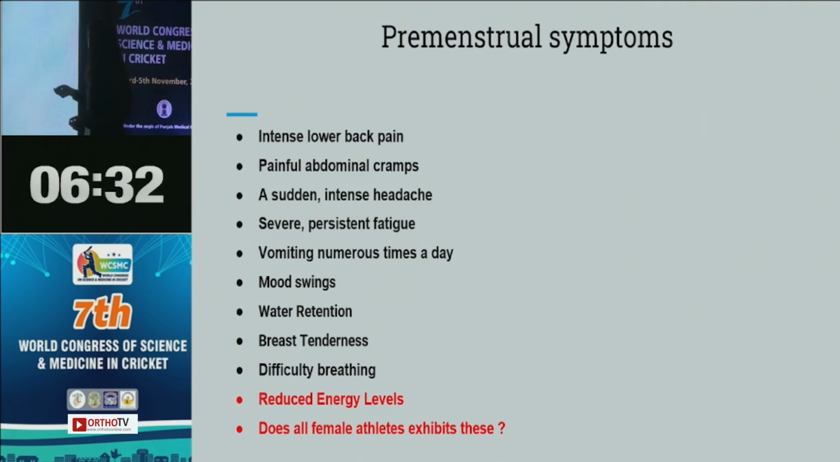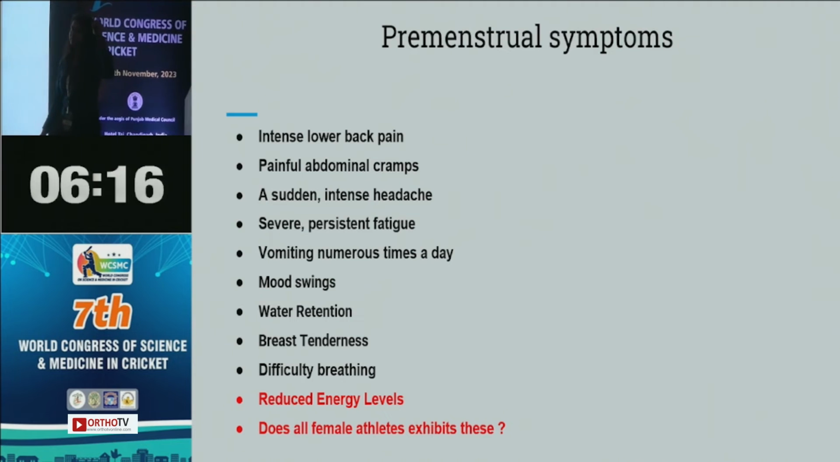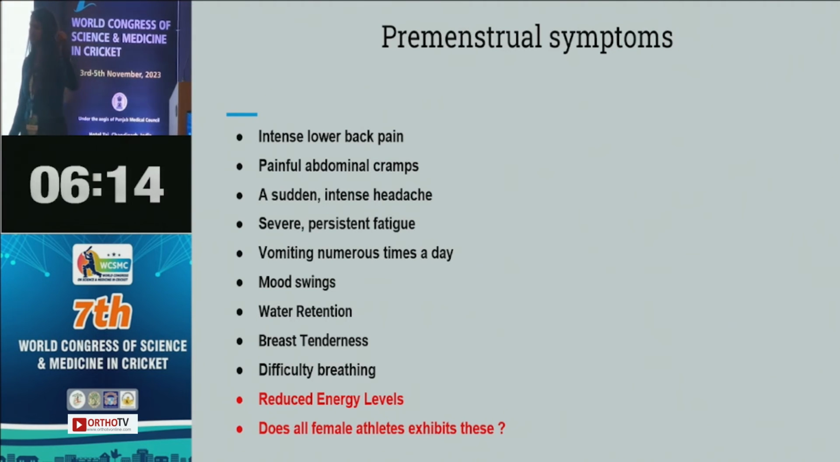We already spoke about the premenstrual symptoms. This is something an athlete starts feeling 3 to 4 days prior to her periods. There is intense back pain, breast tenderness, vomiting, mood swings, and reduced energy levels is what we're talking about again. So we've had 3 in red. We had bone mineral density, we had reduced energy levels, correct?